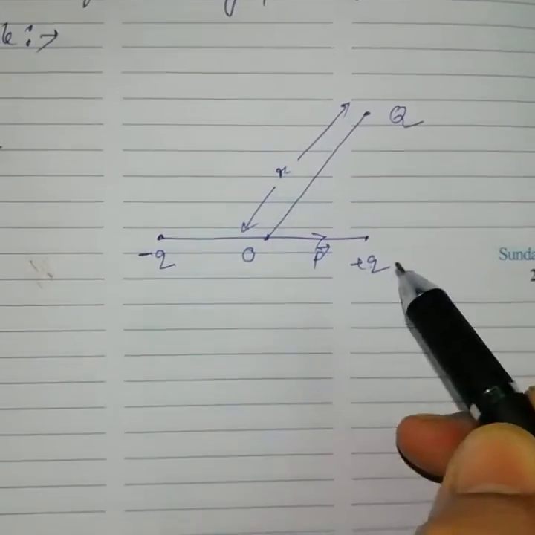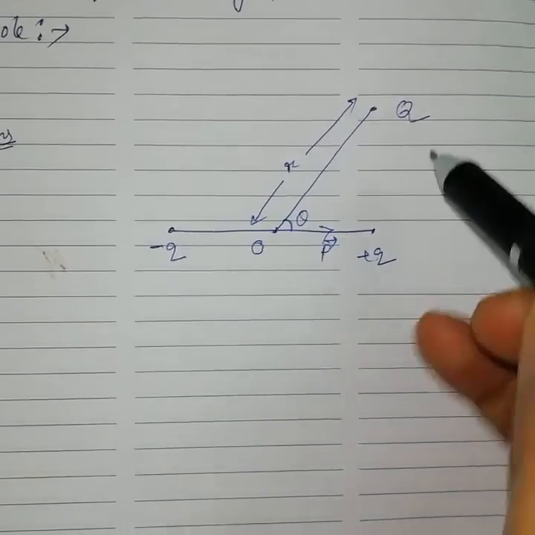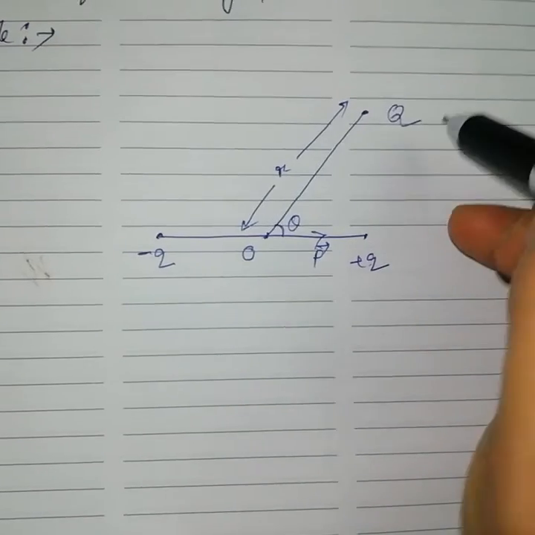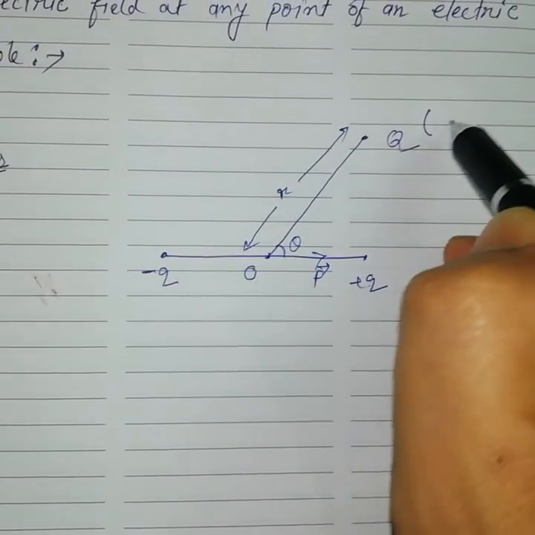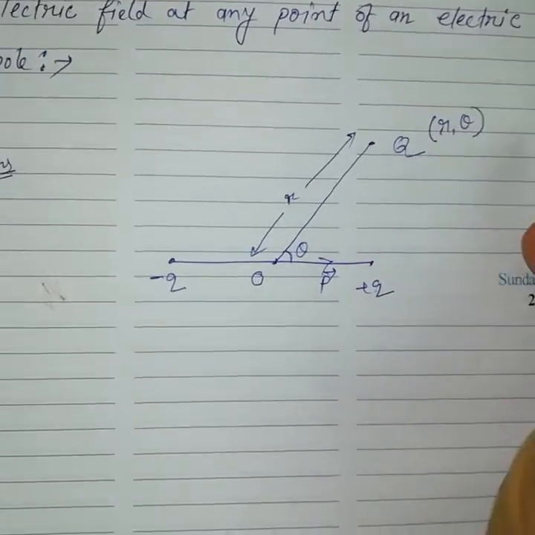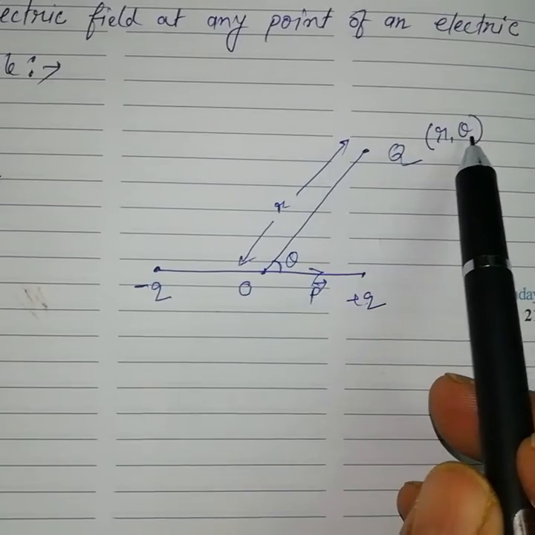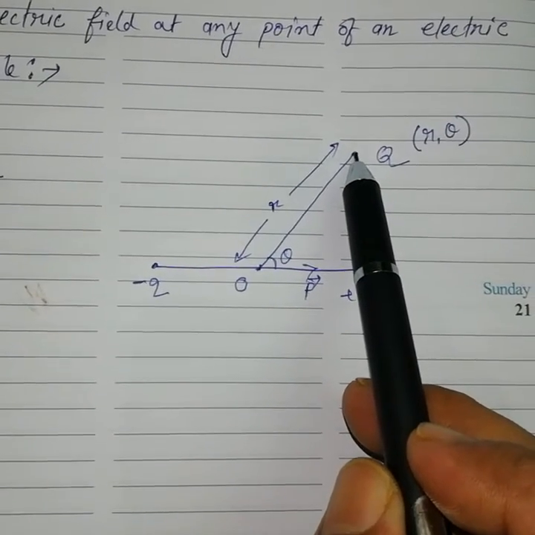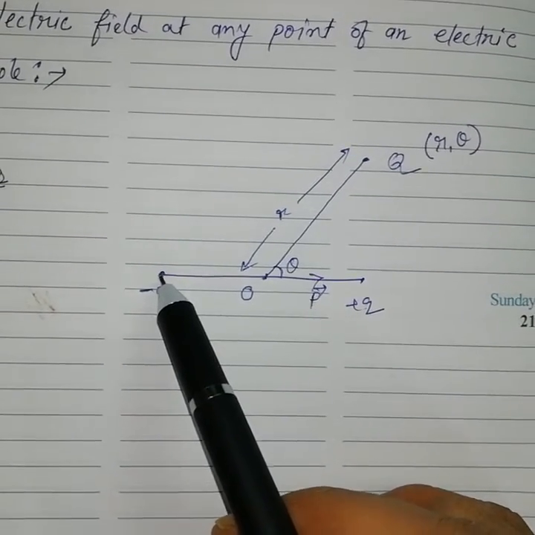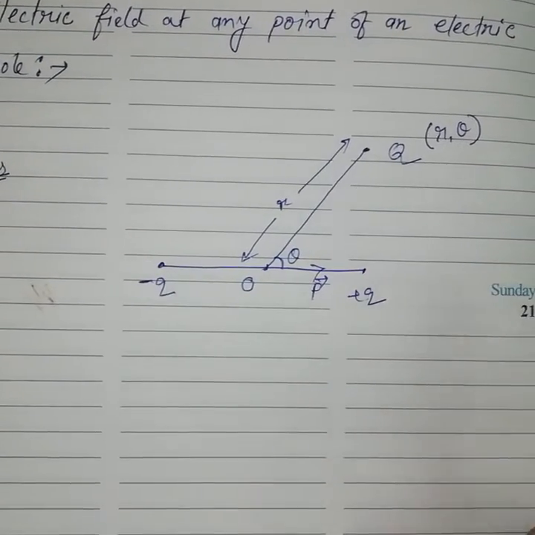Okay, and this is the angular position of this dipole. So here is the coordinate of this point Q. This is r and theta. So r and theta represent the coordinate of this point Q over here. So we are going to find out the electrostatic field with respect to this dipole at point Q.